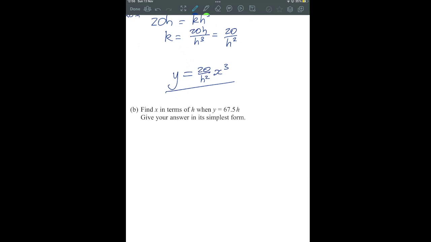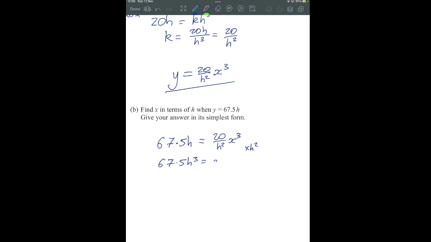Second part of the question. We now have a different value of y, and we want to find the value of x. We have the formula. So let's substitute in that value of y into the formula that's been given. And now I want this x. Well, let's get rid of the stuff in front. Let's multiply by h squared.